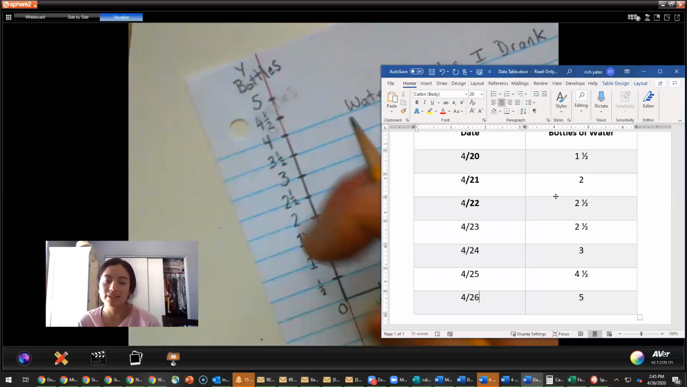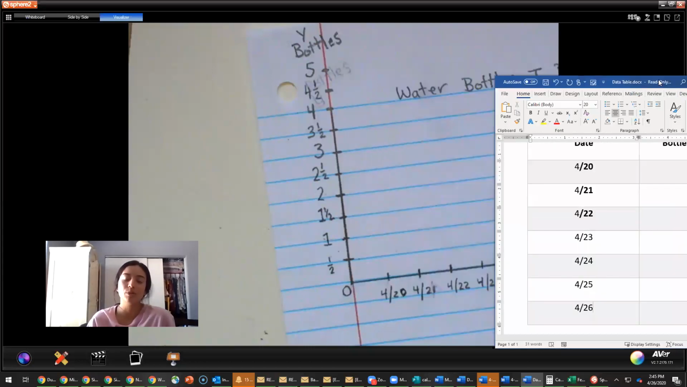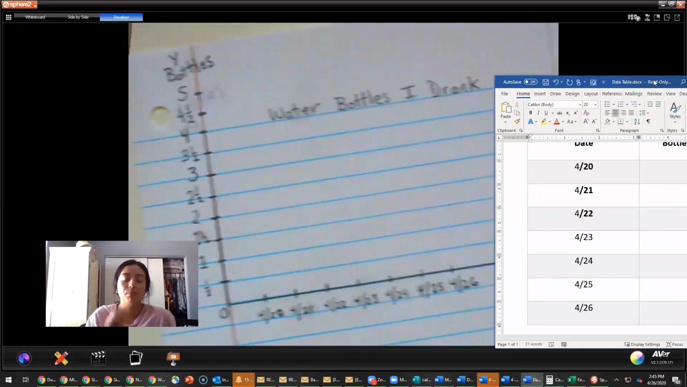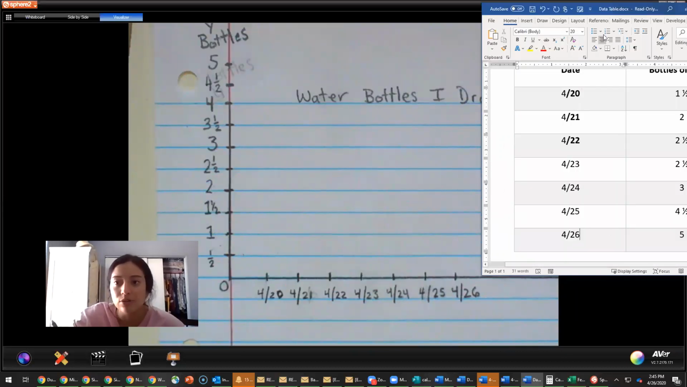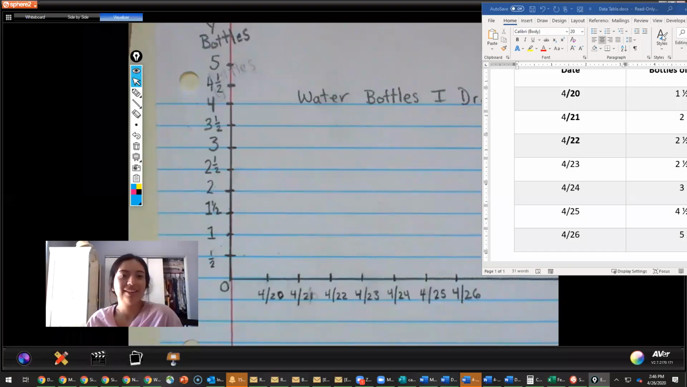Now our next step for creating a line graph is that we are going to plot each one of our values. So where it says bottles, the 1.5, the 2, the 2.5, all of the number of bottles that I drank, we're going to place that and line it up. So we are going to start with the... I'm going to resume.